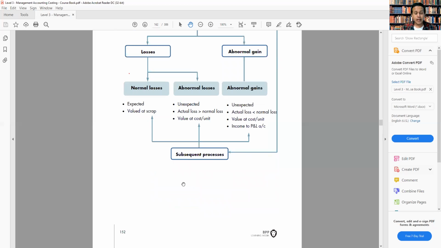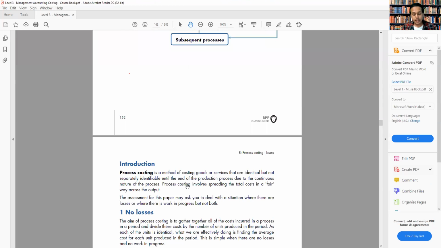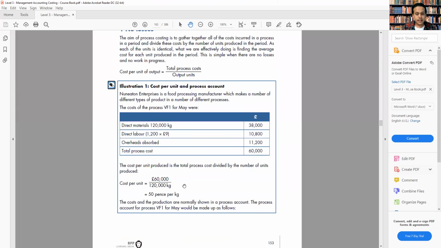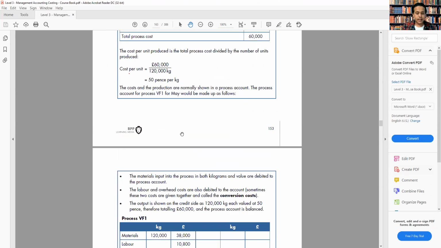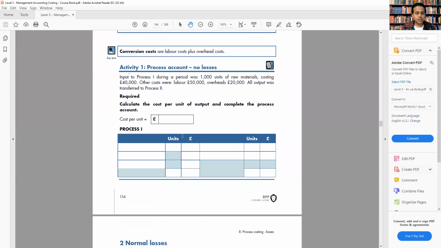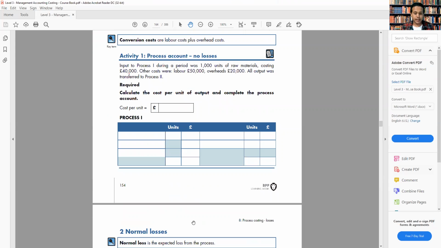We have to prepare a process costing, we'll see that as well. So let's go inside the chapter and have a look at how we can do that. Cost per unit of the output, again, the same way you can do that: total process cost divided by the actual output. Let's have a look at one of the examples so that we understand more from here.